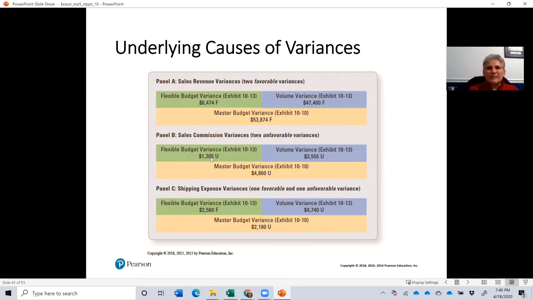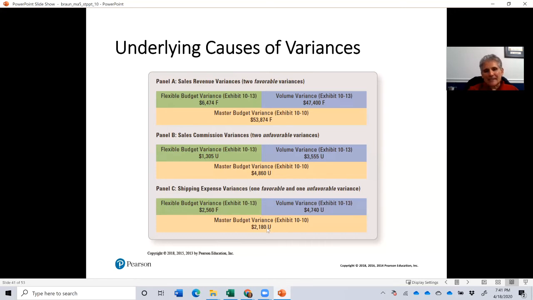So we're not real pleased about a 1305 unfavorable, but we certainly shouldn't get on our managers about a 4860 unfavorable, because of that 4860, 3555 was really associated with the volumes. And then the shipping expense variance, 2180 overall unfavorable, but we're not going to yell at our managers there at all, because in fact, when we looked at the flexible budget, they're at 2560 favorable.